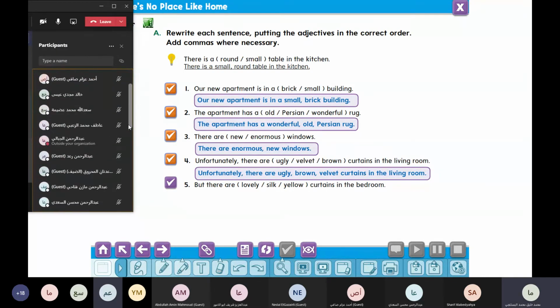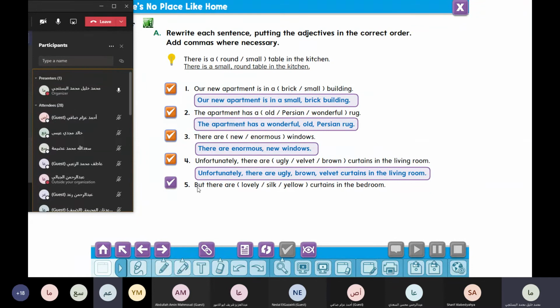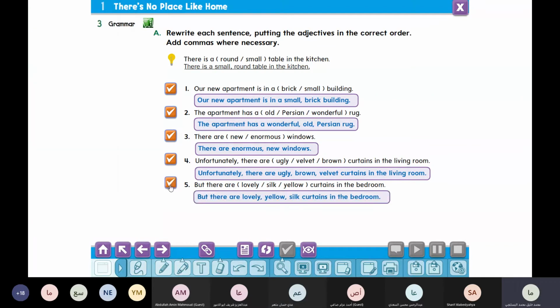But there are lovely yellow silk curtains in the bedroom. Good. Thank you very much. Lovely represents opinion. Yellow is color. Silk is what? Material. So it will be like this. There are lovely yellow silk curtains in the bedroom. Okay, so this is about it. You can number the adjectives. Now move to the next, number 6.